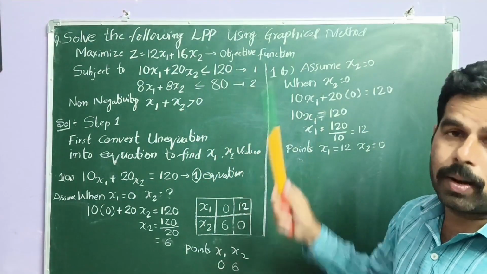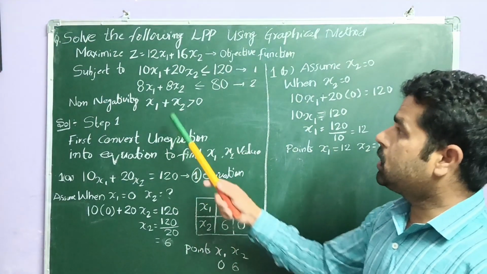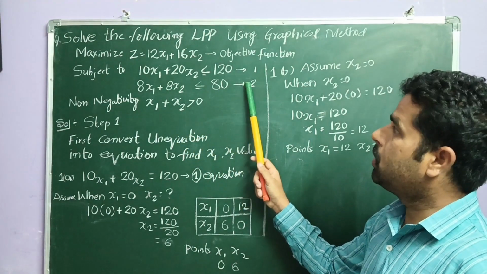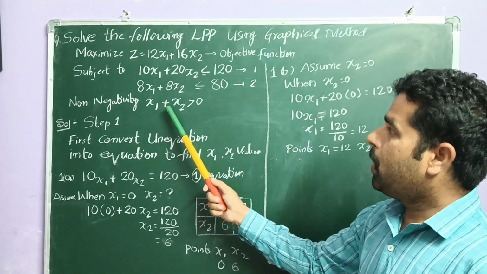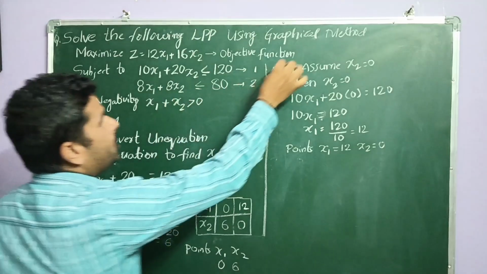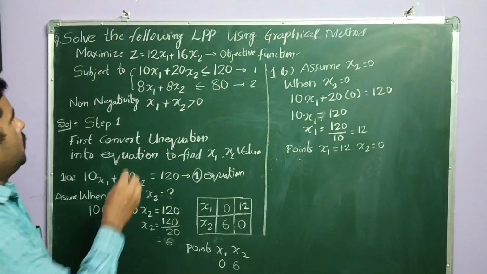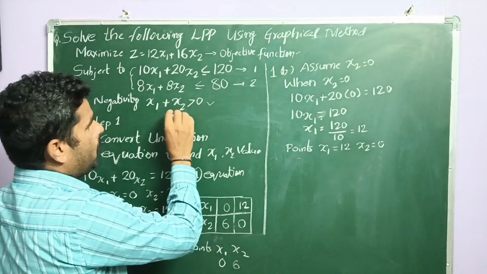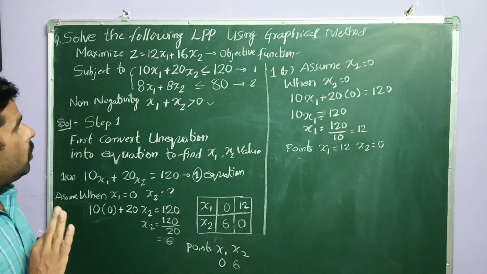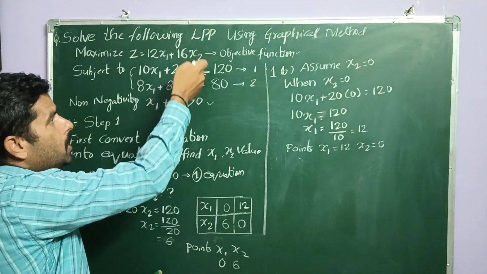This is equation number 1. We have to solve these equations; solving the equations is important here. The second equation is 8x1 plus 8x2 less than or equal to 80. This is equation number 2. Then non-negativity, x1 and x2 greater than or equal to 0. We need to focus on the objective function and the constraints. Don't focus on the non-negativity; x1 and x2 greater than or equal to 0 means they are not negative, that is, positive values. So we are going to solve only these steps in the problem.